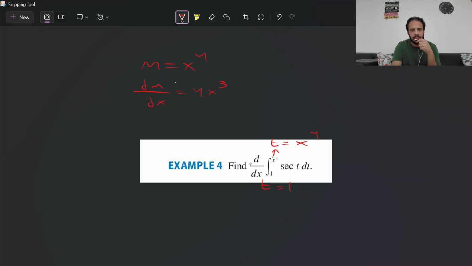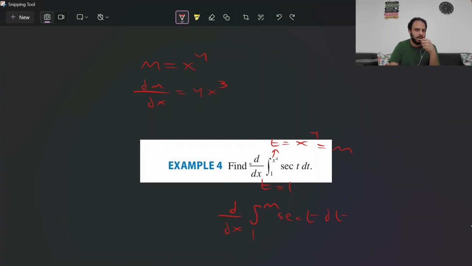I want to change it to m, right? So t equals 1 to what? T equals m, because x to 4 equals m now. So it becomes d over dx integral 1 to m secant t dt. So I call x to 4 m, just call it m for example.